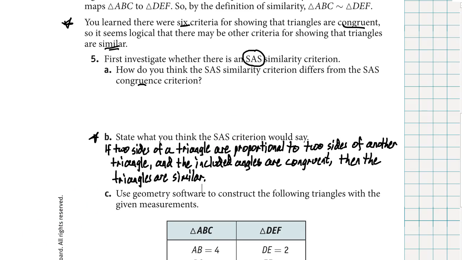The statement might look like this. If two sides of a triangle are proportional to two sides of another triangle, and the included angles are congruent, then the triangles are similar.